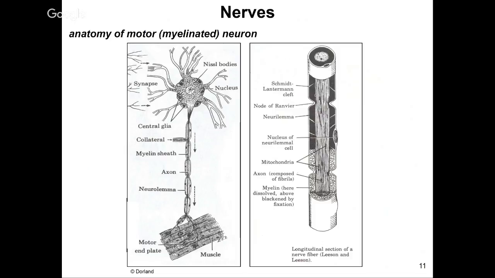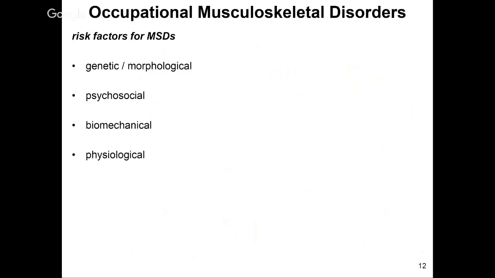And then you have your motor end plate and the muscle. So you have a synapse here. You have synapses here where the neuron gets signals from other places, other neurons. Once it reaches a certain threshold, it'll send a signal down the axon to the muscle to tell it to contract. We won't worry too much about the microanatomy of the neuron.